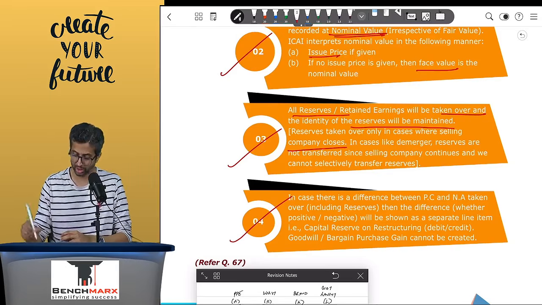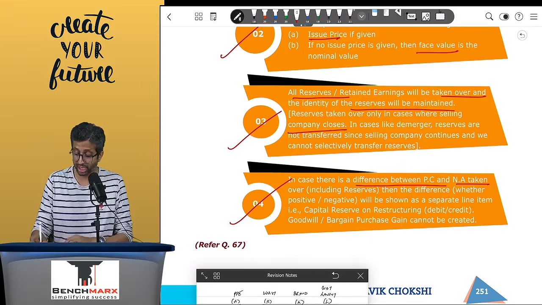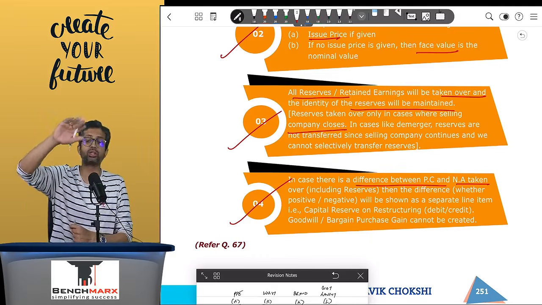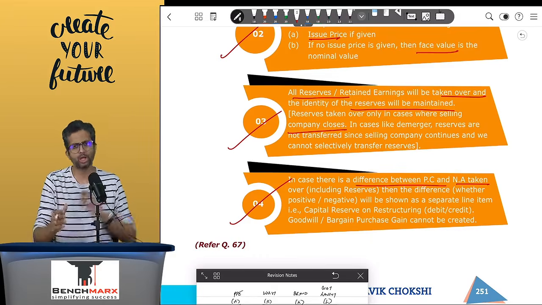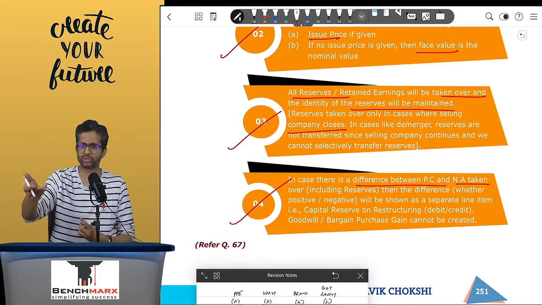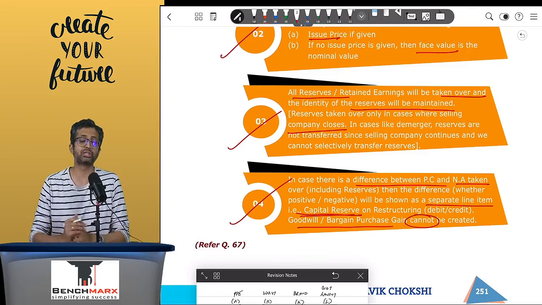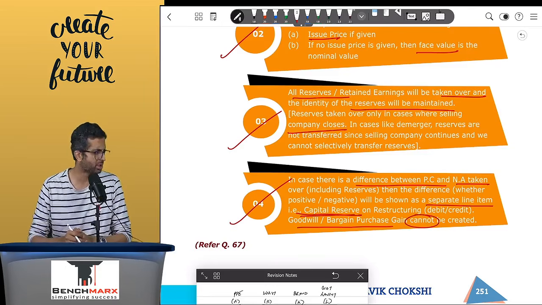So over here, if there's a difference between purchase consideration and net assets including reserves, then the difference, whether positive or negative, goes there. A lot of times people say, sir, how can there be a debit balance in the capital reserve? Why not? Do you have a debit balance in P&L? Yes, that is revenue losses. In a similar way, a debit balance in the capital reserve is like capital losses. Why not? So over here there can be a separate line item, that is capital reserve. Goodwill or gain on bargain purchase cannot be created. So these are the essential features of the pooling of interest method.